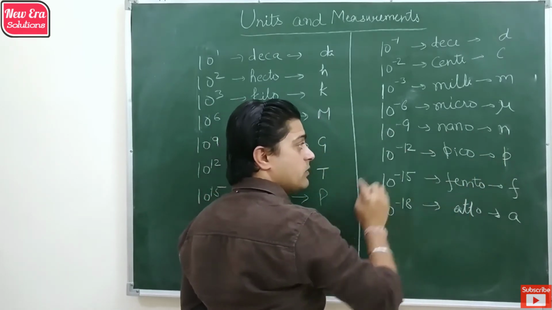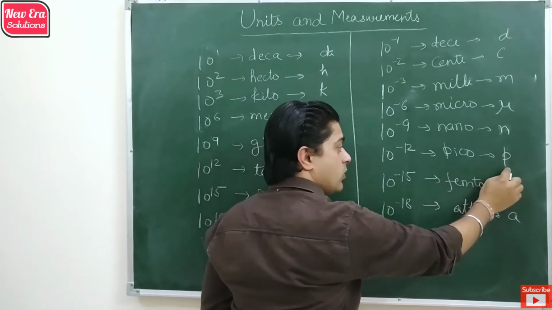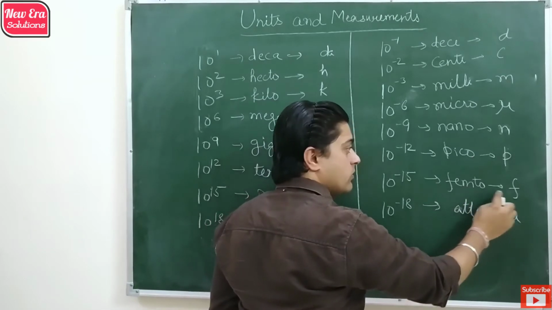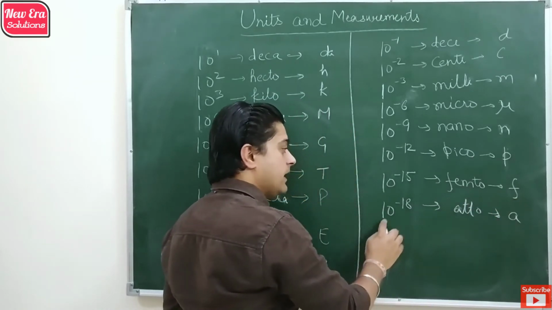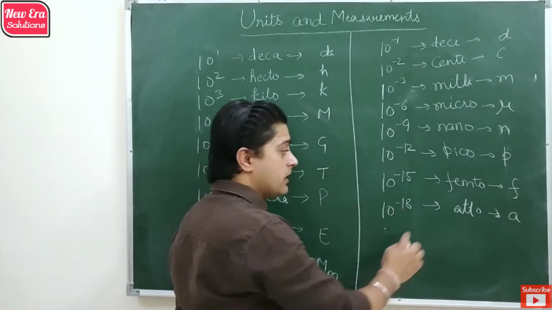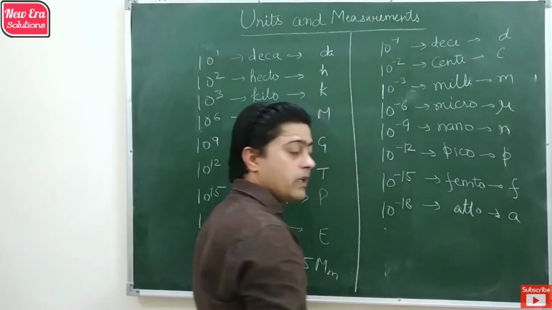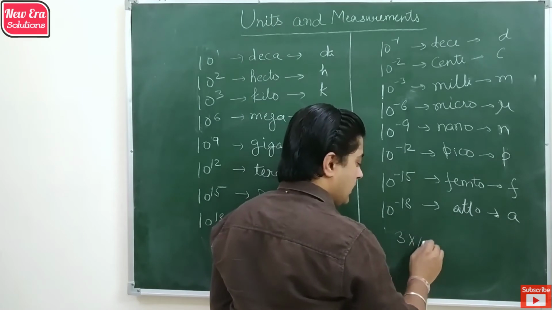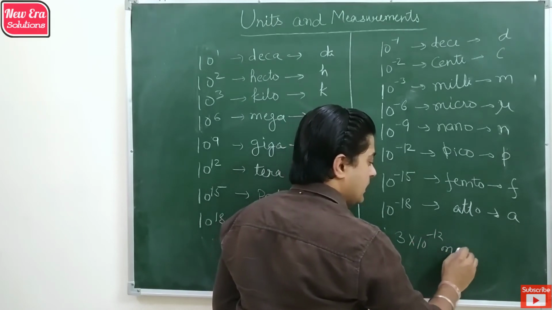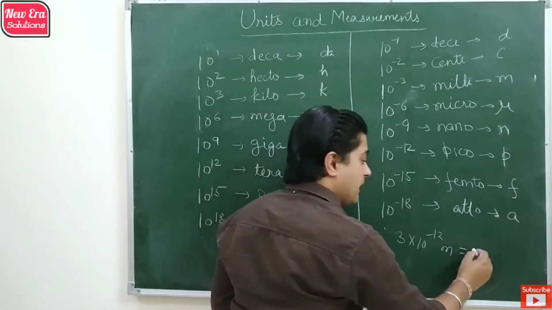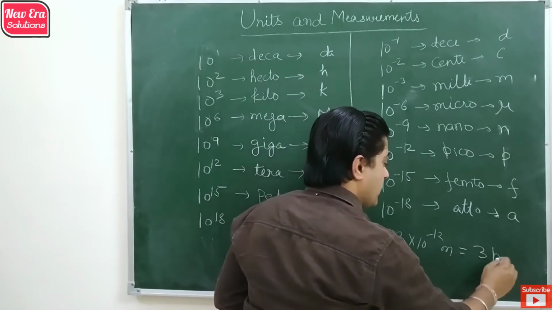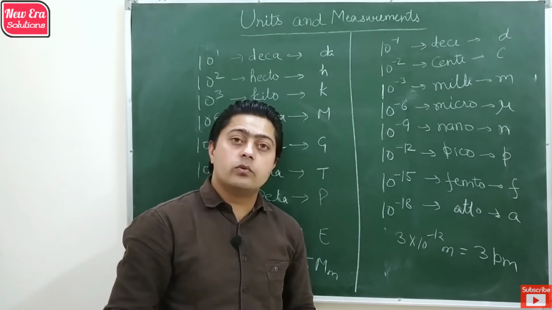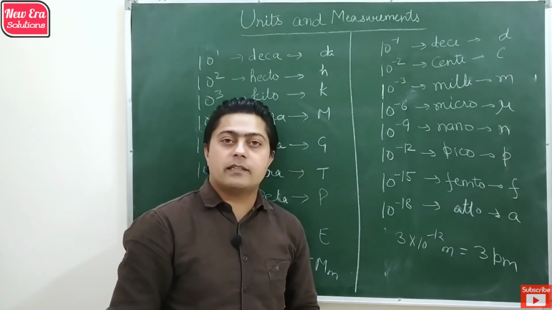10 raised to power minus 12 is replaced by pico, symbol small p. 10 raised to power minus 15 is replaced by femto, symbol small f. And 10 raised to power minus 18 is replaced by atto, symbol small a. For example, if we have a length 3 into 10 raised to power minus 12 meter, then that length can be replaced as 3 picometer. So these symbols can be used to simplify the expression.